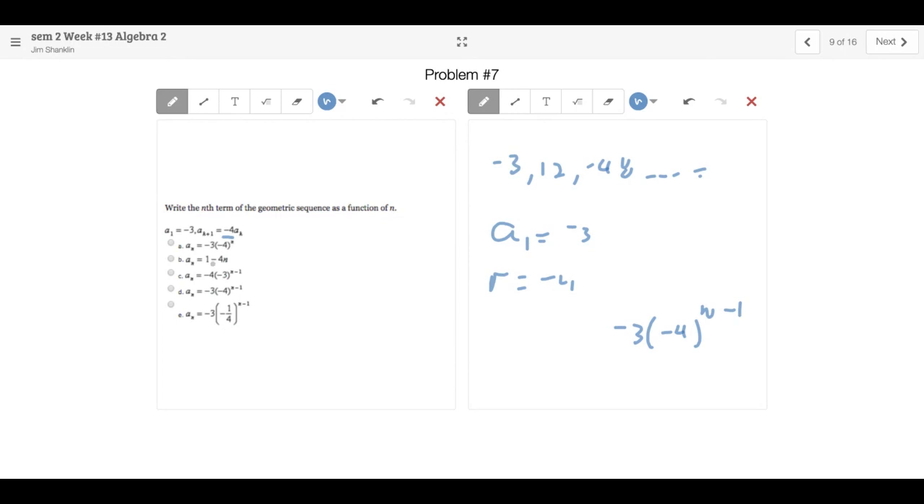Okay, so letter D was that? So kind of tricky there. When I looked at it, it's like, why do they have a negative 4 a sub k? Well, it's just telling you that the negative 4 is the one that is our ratio.